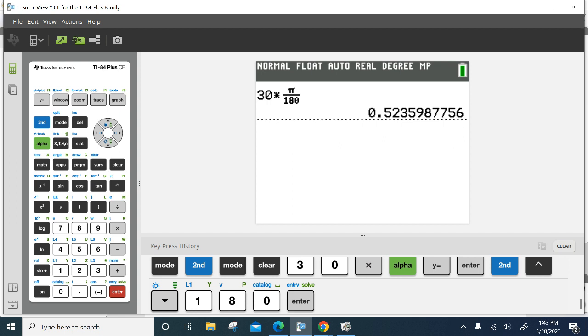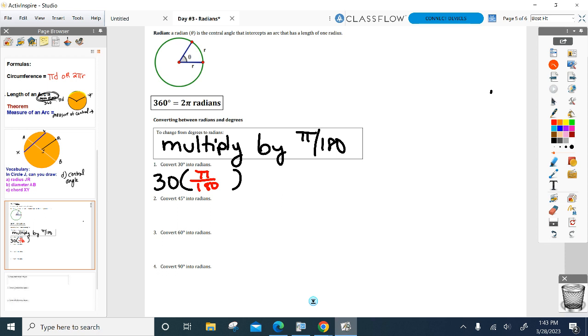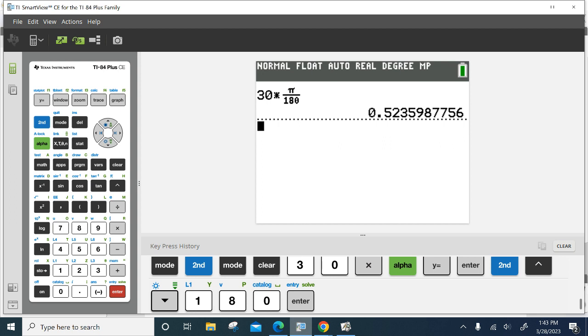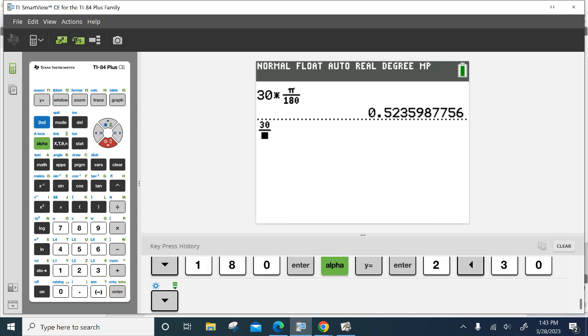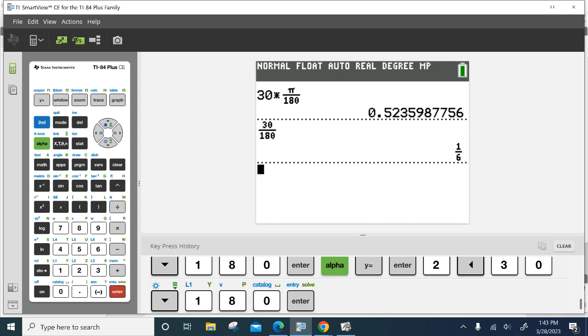And anytime you're going to leave a radian answer for me, I would like you to leave it in terms of pi, please, so it's a little bit cleaner looking. So how do I do that? Well, I'm going to leave pi in my answer. And all I need you guys to do is take 30 over 180 and reduce it for me.